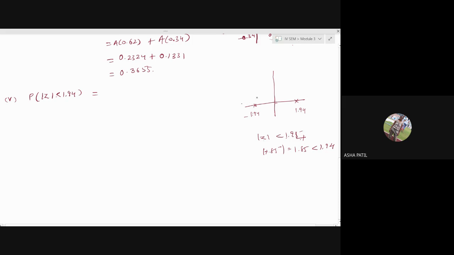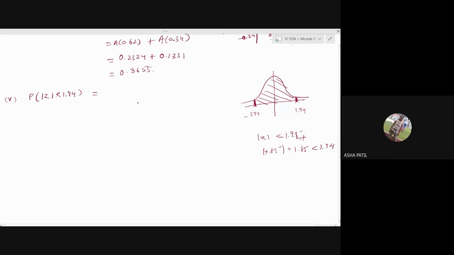So probability that mod z is less than 1.94 means z lies between minus 1.94 to plus 1.94. Now you have to take the area of this. We want z lying between these two values. We want this area. How will you find? Two times the area of 1.94.